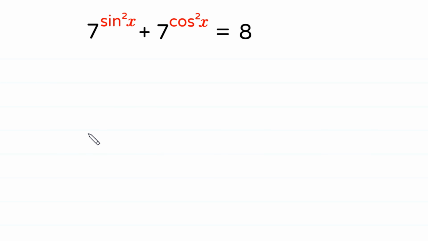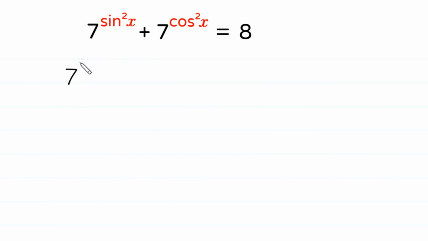Hello, welcome to how to solve this trigonometric equation. 7 to the power sine square x plus 7 to the power cos square x is equal to 8. First of all, we multiply both sides by 7 to the power sine square x.